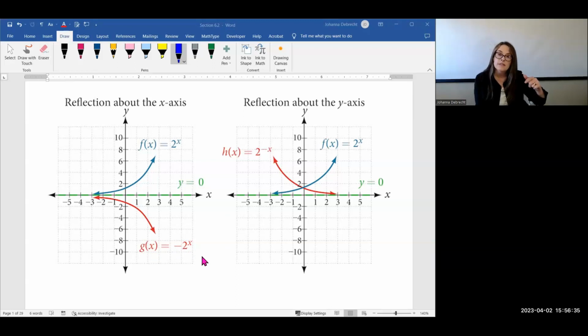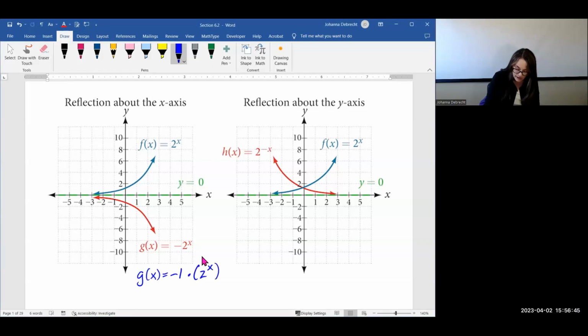The negative is not a part of the 2. This represents down here a negative 1 times 2 to the x. And the exponential has to happen first, then you multiply by negative, which makes all the y values negative. Well, that makes sense then. That just took the whole graph and reflected it over the x-axis.